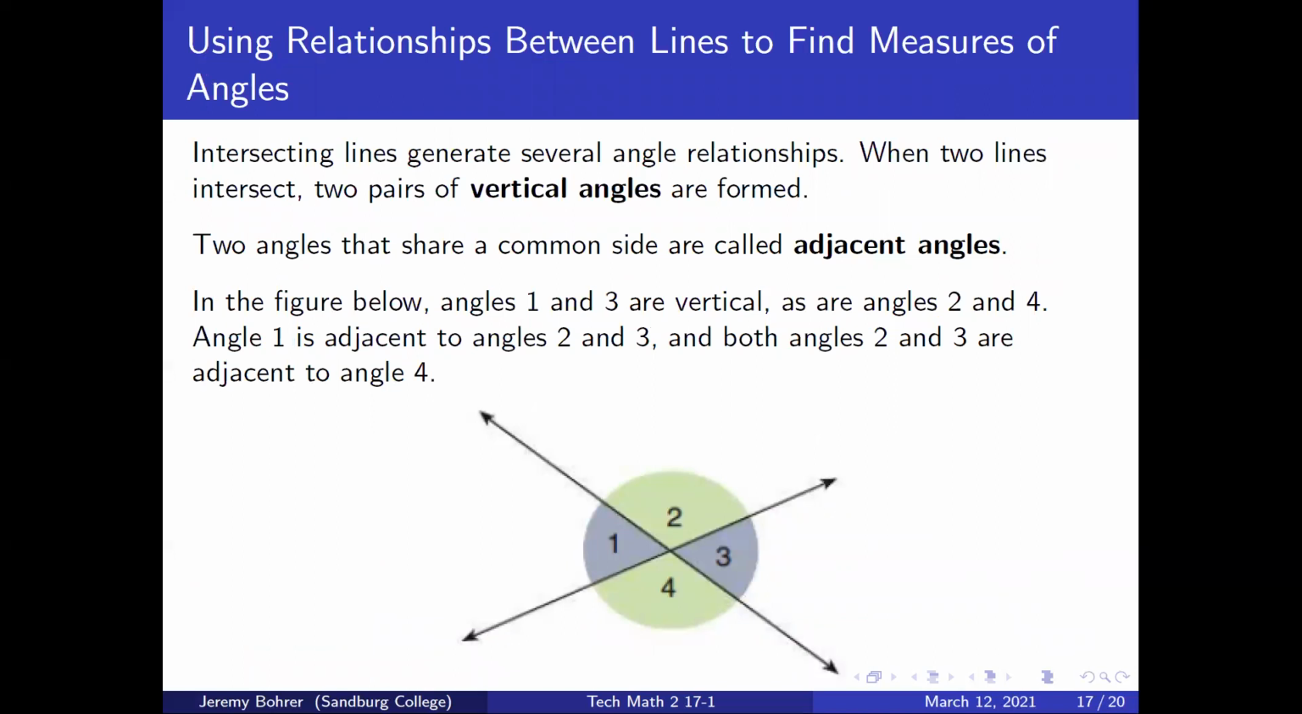Intersecting lines generate several angle relationships. When two lines intersect, two pairs of vertical angles are formed. Two angles that share a common side are called adjacent angles. In the figure below, angles 1 and 3 are vertical, as are angles 2 and 4. Angle 1 is adjacent to angles 2 and 3, and both angles 2 and 3 are adjacent to angle 4.